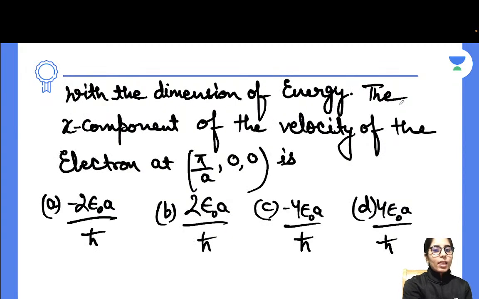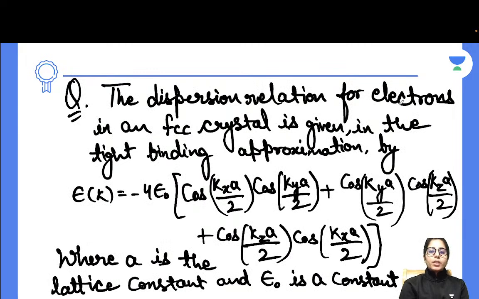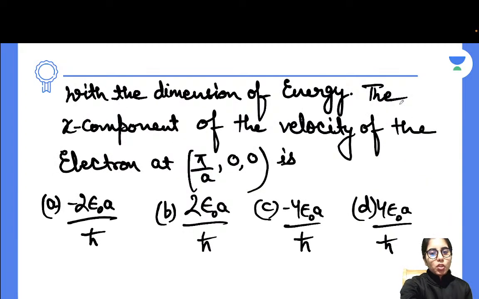Okay, guys, let's talk about it. They have given the dispersion relation for electrons in an FCC crystal in the tight binding approximation. Basically, we call it the dispersion relation because it is the relation between epsilon and k. Then you have the expression mentioned there, where a is the lattice constant and epsilon naught is a constant with the dimension of energy.